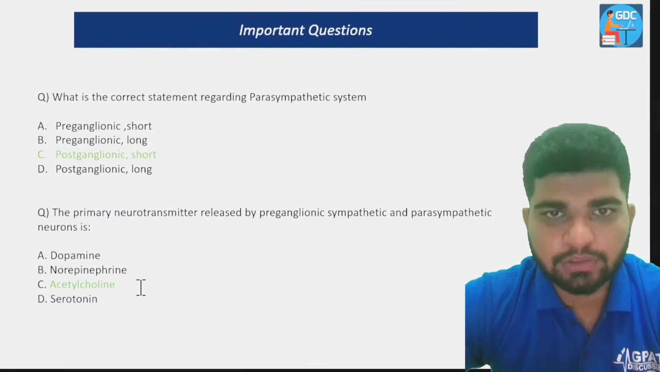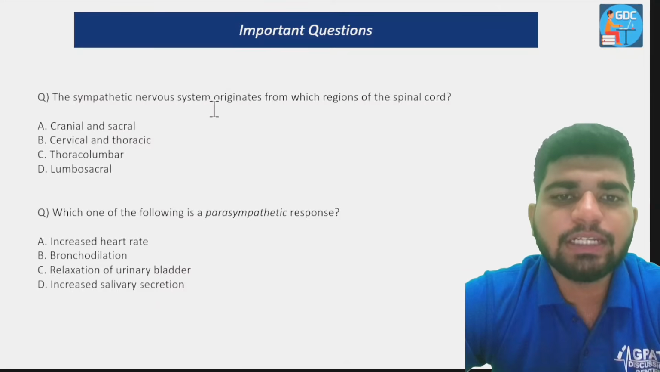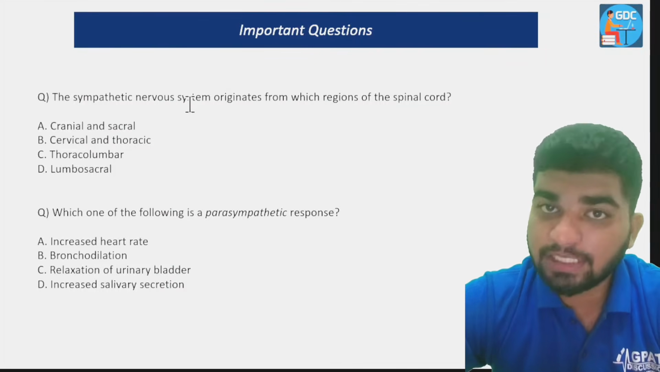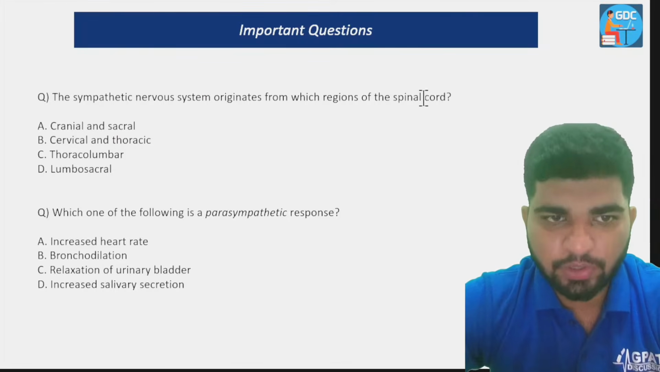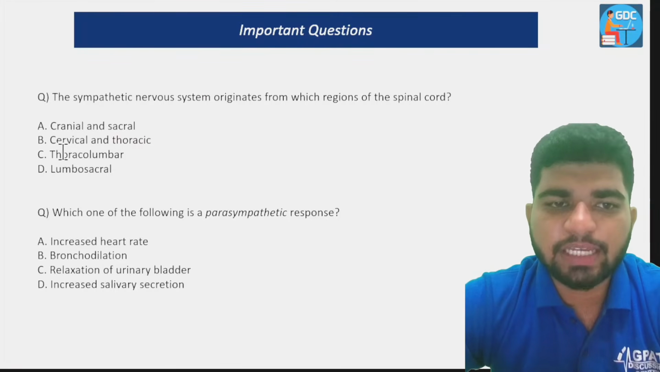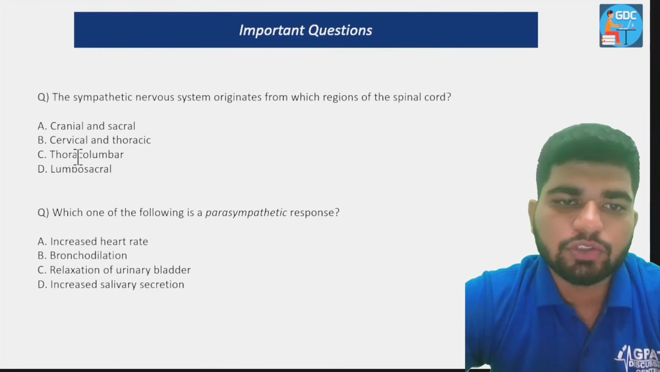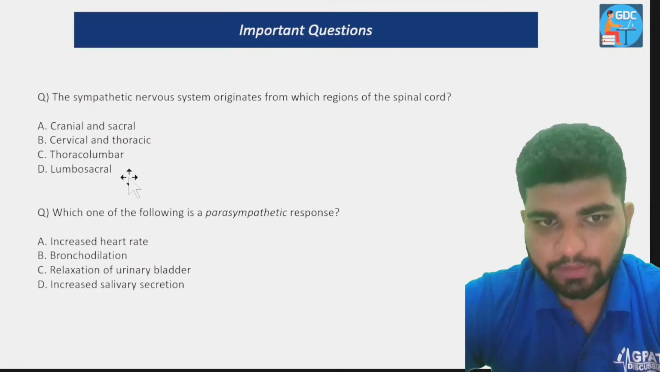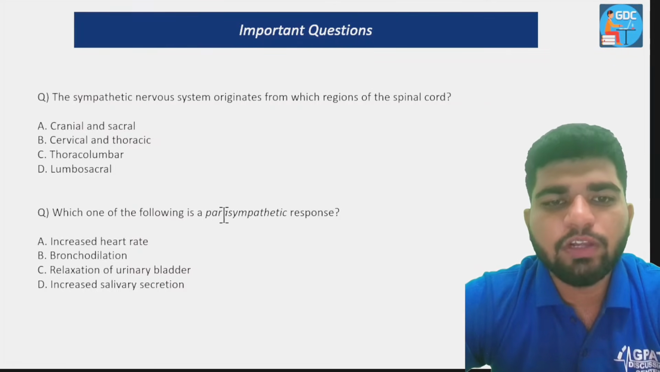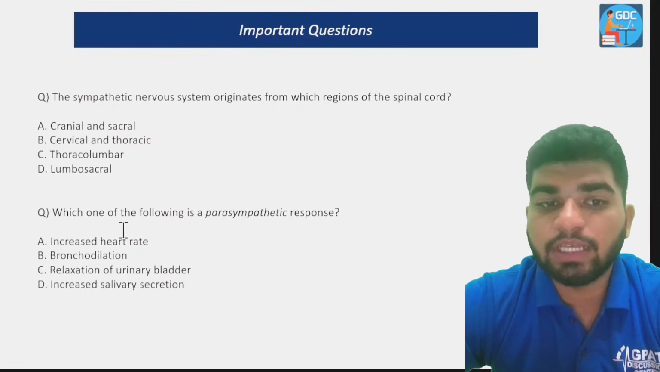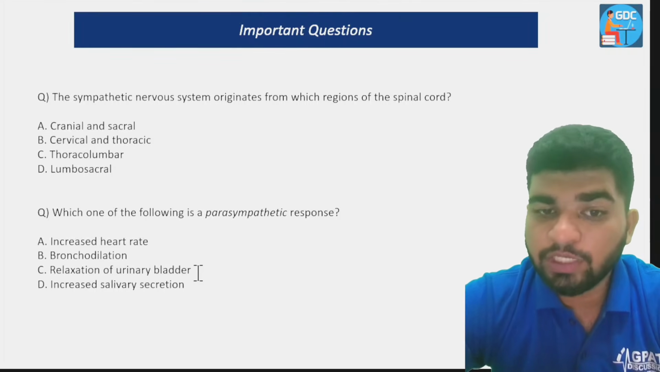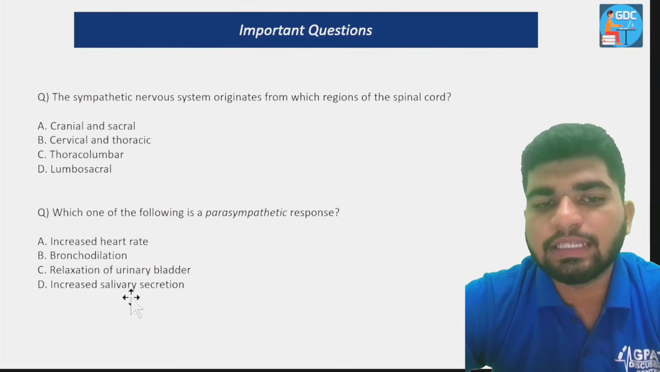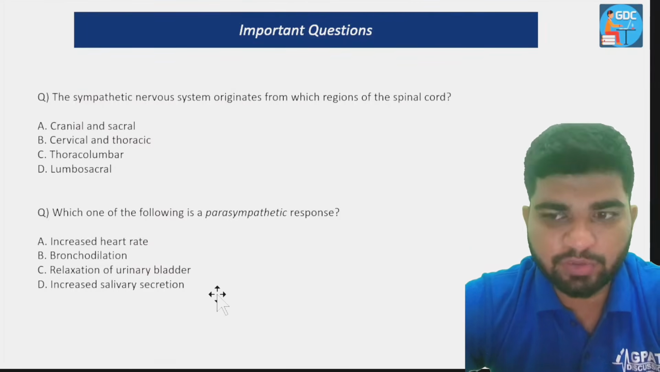So the next question: the sympathetic nervous system originates from which regions of the spinal cord? The first one is craniosacral, cervical, thoracolumbar, or lumbosacral. Second question: which of the following is a parasympathetic response? Increased heart rate, bronchodilation, relaxation of the urinary bladder, or increased salivary secretions. You have 10 seconds to answer.